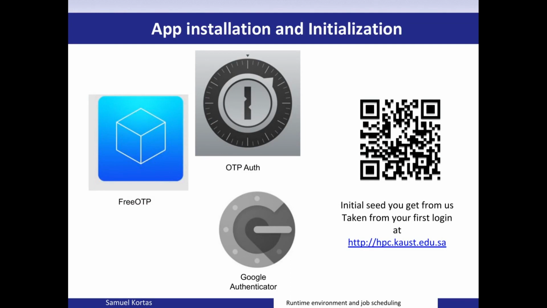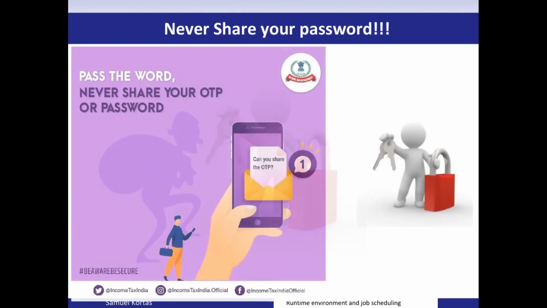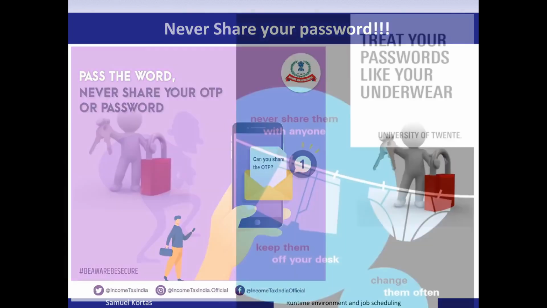Basically, it simply consists in downloading the app, and scanning a QR code we give you to initialize it. The QR code is a seed unique to you that is used in the algorithm changing the password 2 times per minute. Your regular password must not be shared with anyone. We will never ask for it. The same with your OTP.